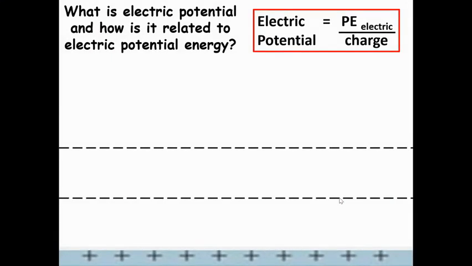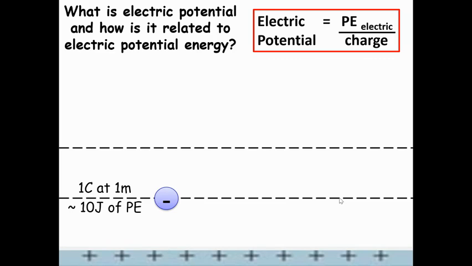Can we relate this to electric potential and electric potential energy? Let's give it a try. Now, electric potential energy does not depend on mass, rather it depends on charge. So let's say, in a similar example to the previous slide, we begin with 1 coulomb of charge at a distance of 1 meter from this positive plate.